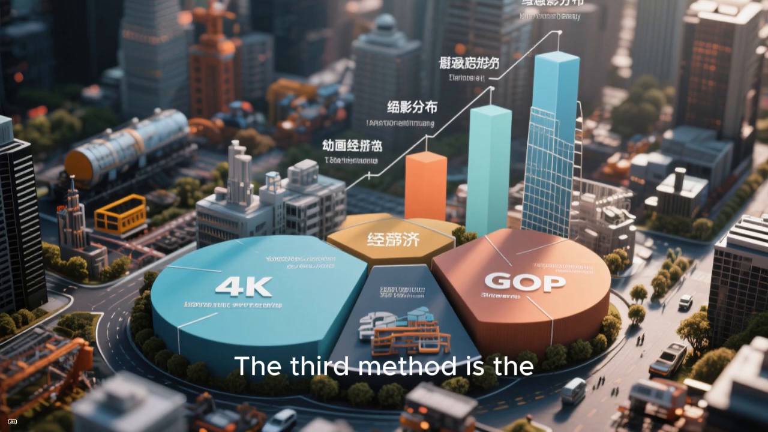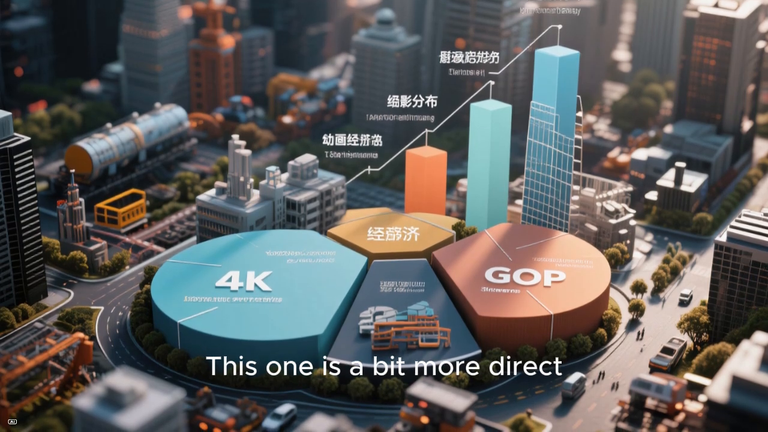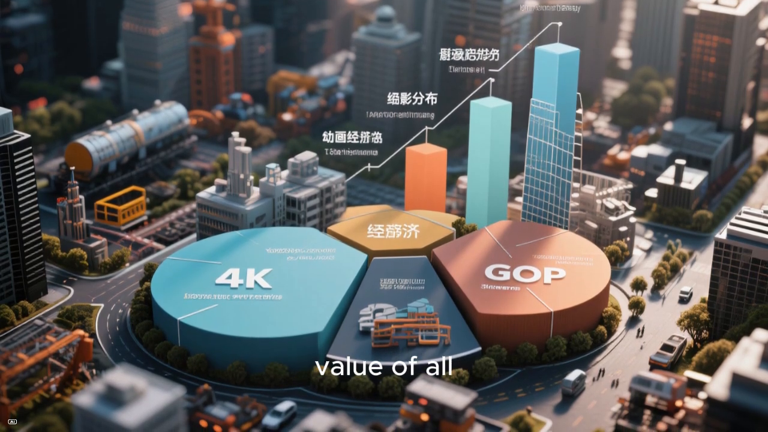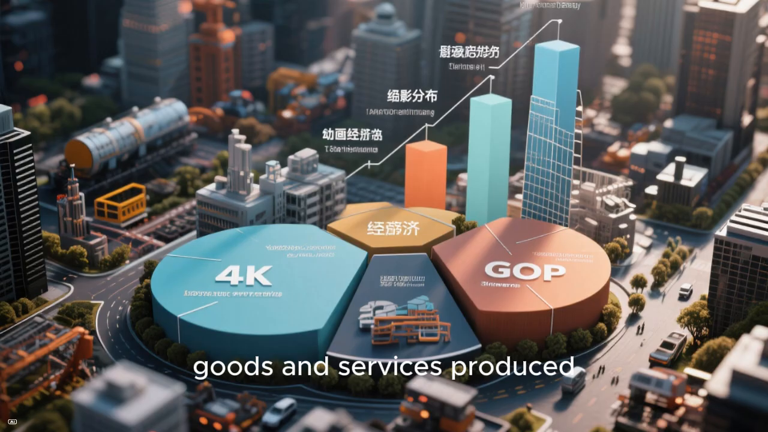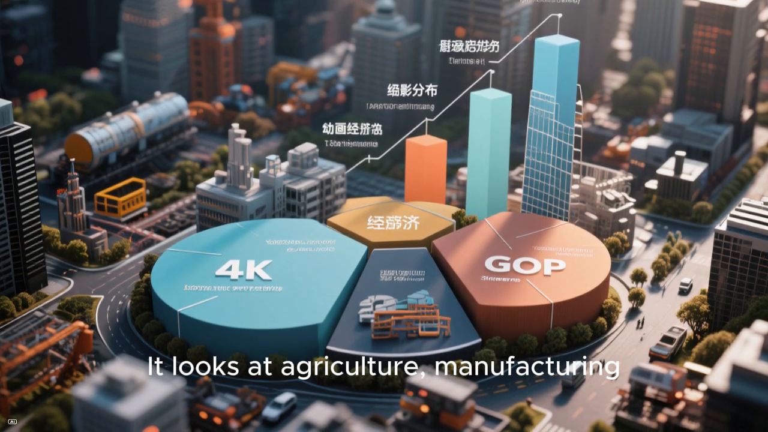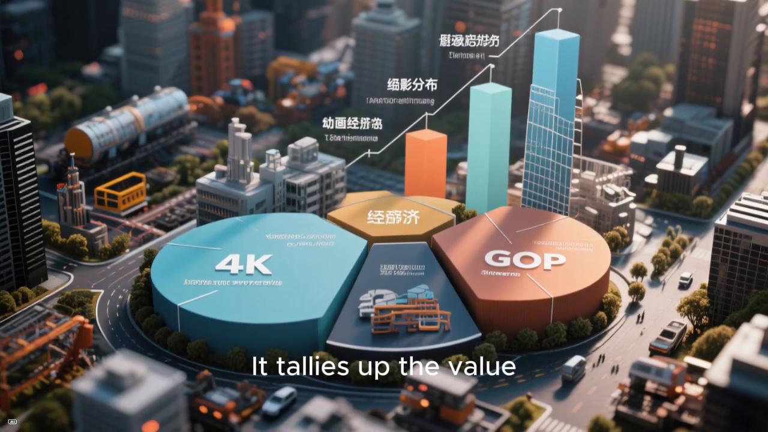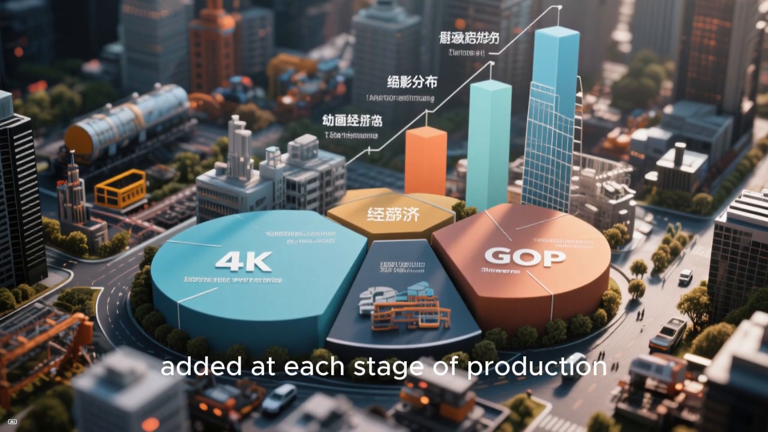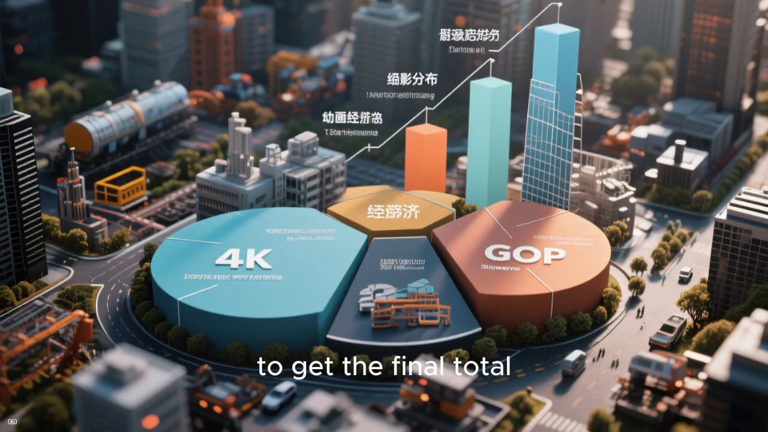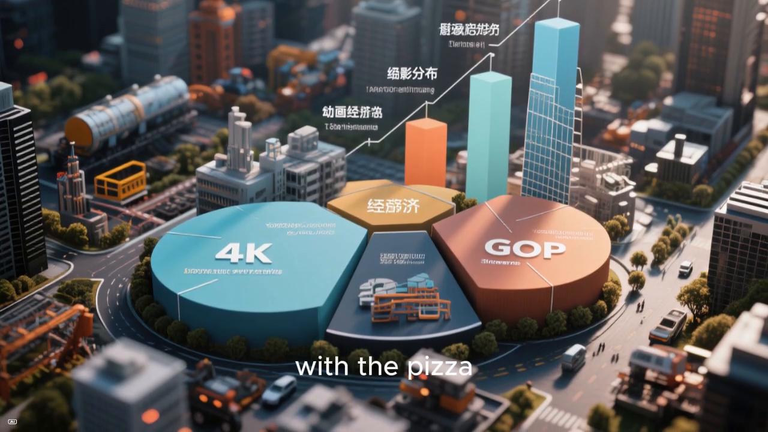The third method is the production or output approach. This one is a bit more direct. It calculates the total value of all goods and services produced, sector by sector. It looks at agriculture, manufacturing, energy, services, and so on. It tallies up the value added at each stage of production to get the final total, which helps avoid that double counting problem we talked about with the pizza.